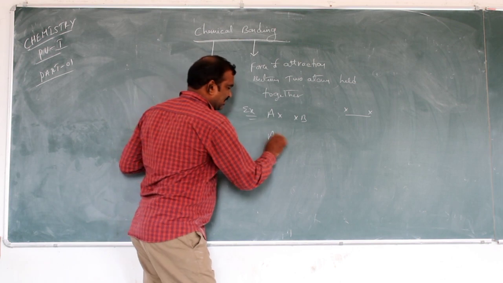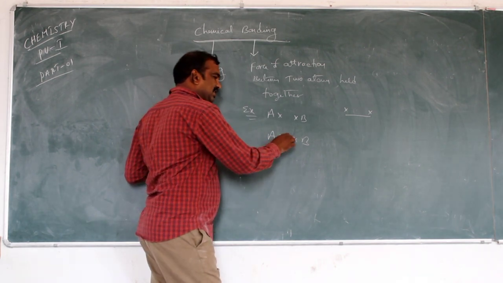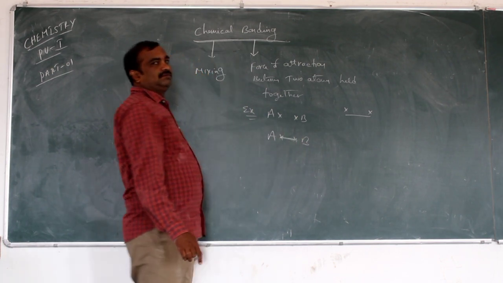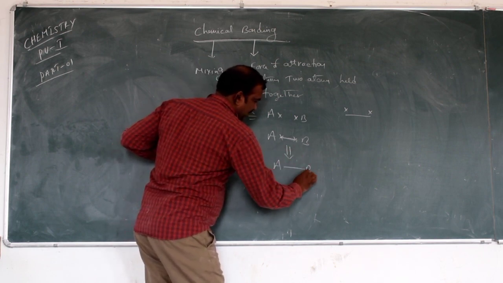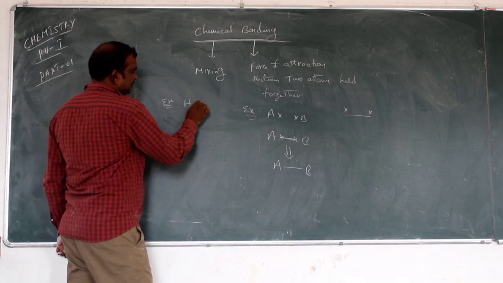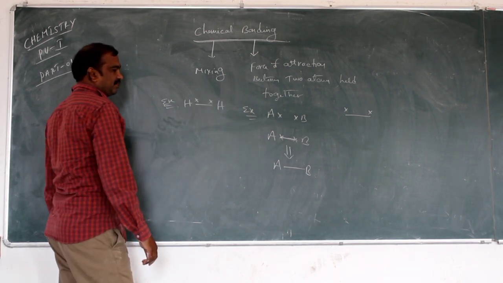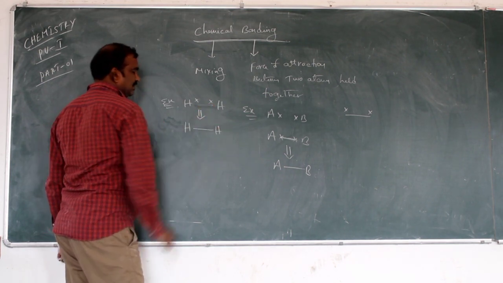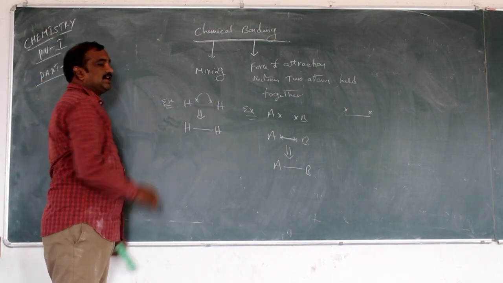So A is having 1 electron and B is having 1 more electron. Due to this bonding, these 2 electrons come together and make a line, a force of attraction like this. This is called a bond. So we can write it as A, bond, B. Like this, in the general example of H and H, 1 electron from H and 1 electron from the other H. Between those two there will exist a bond. Due to this force of attraction between the 2 electrons, it will form a bond.